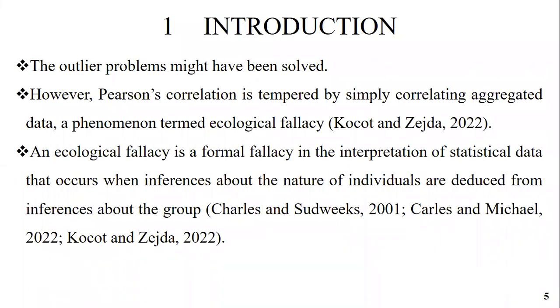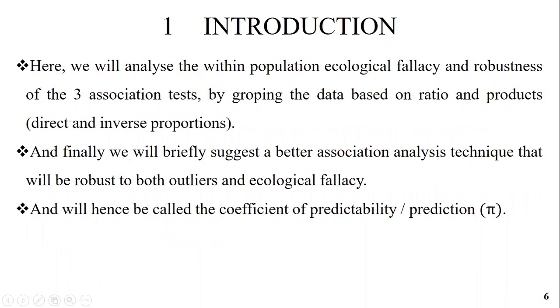An ecological fallacy is a formal fallacy in the interpretation of statistical data that occurs when inferences about the nature of individuals are deduced from inferences about the group. Here in this paper, we try to analyze the ecological fallacy within a group and to see whether any of the three association tests is robust to ecological fallacy.